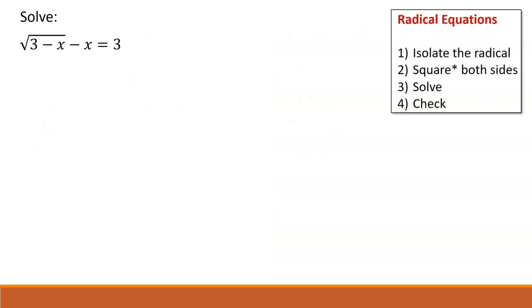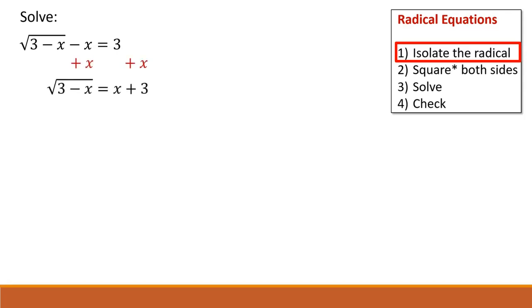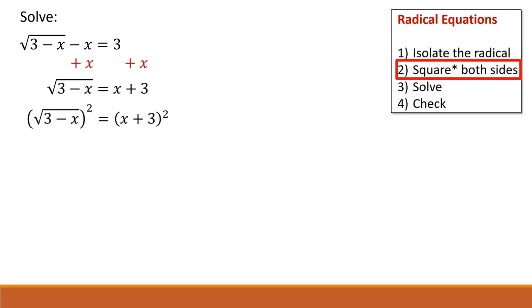The 4 steps are isolate the radical, square both sides, solve, and check. Isolate the radical means get the radical term, the first term in this problem, by itself on one side of the equation. So we'll add that x to both sides. That isolates the radical and leads us to step 2. Since this is a square root problem, we will be squaring both sides of the equation. So square the left and square the right.